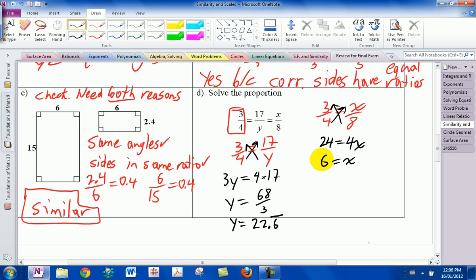Okay, so for D, y equals 22.6 repeating, and x equals 6. Now, if I said round to one decimal, then yes, you would make it 22.7. Okay, so just be careful of your rounding.